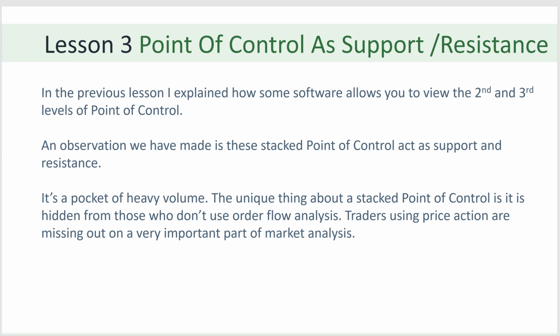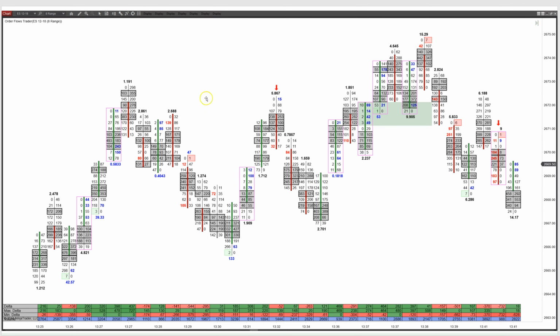Point of control obviously is hidden from people that don't use order flow analysis, and I think to a certain extent stacked point of control is hidden to a lot of people because they don't use it, and they're quite happy with point of control. But traders using price action are missing out on a very important part of market analysis, and that's the volume. When you get these stacked, think about it again as a volume profile. Normally the heavy volume should be centered towards the middle of the bar.